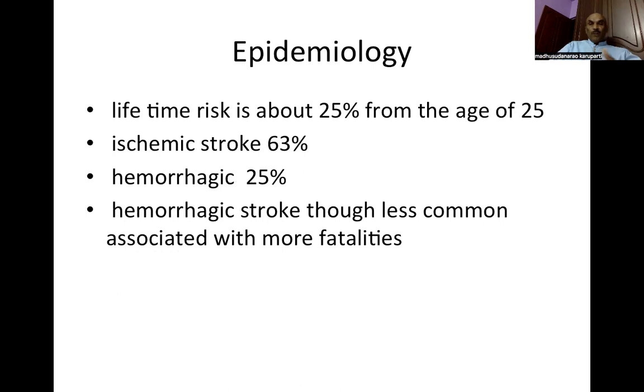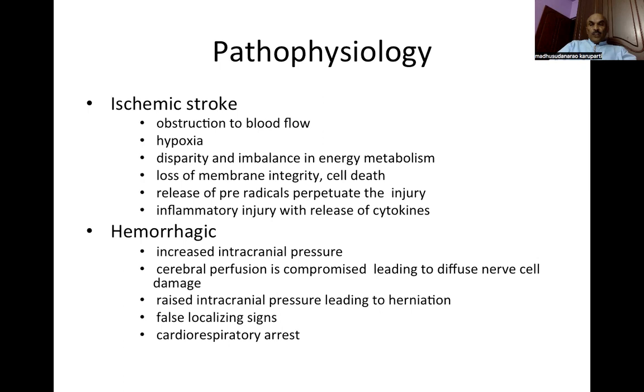Ischemic stroke accounts for 63% of the total strokes, hemorrhagic stroke for 25%. So the incidence of hemorrhagic stroke is rather less common compared to ischemic stroke, but hemorrhagic stroke is associated with more fatalities. There is rapid progression of the symptoms leading to a high degree of mortality. You can understand this in the pathophysiology.